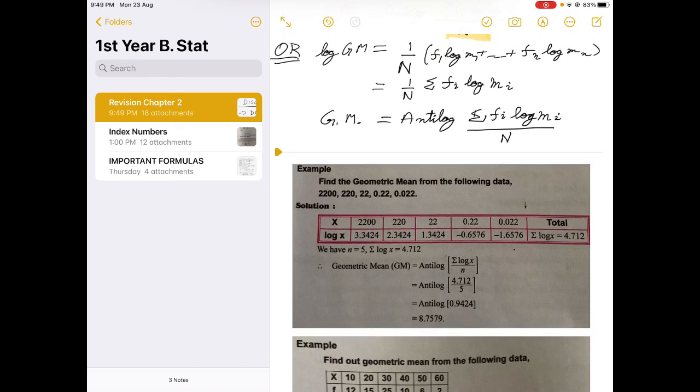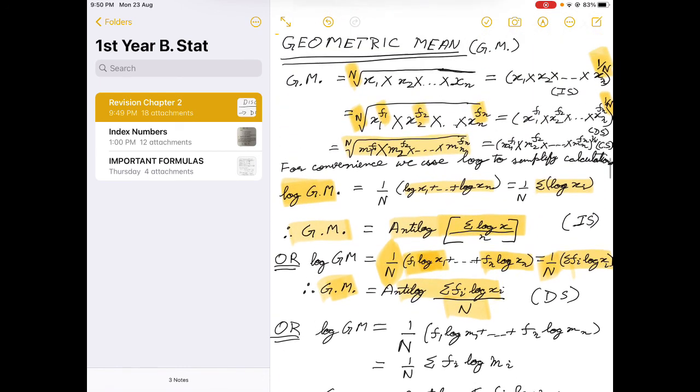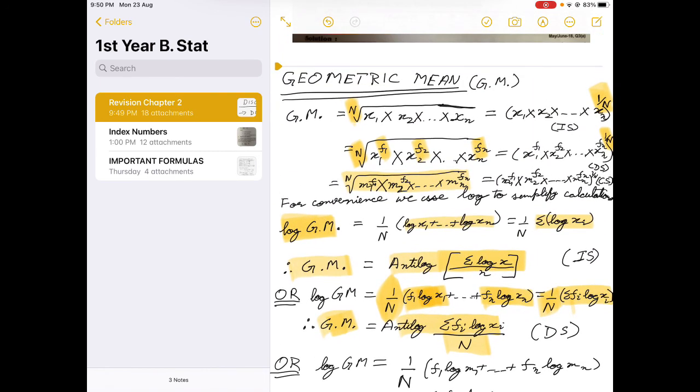Now if you look at this problem, in the individual series, we are asked to find the geometric mean. What do we do? We first write down the x values, then we calculate the log x values, and once we have found the log x values, we take the sum of those log values. So sigma log x. Now if you remember, that was our formula here, sigma log x.